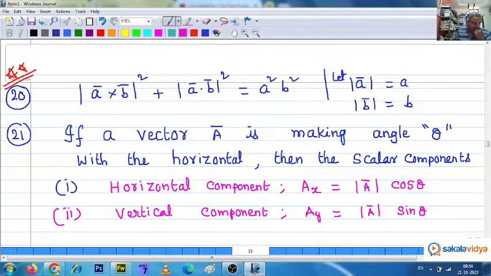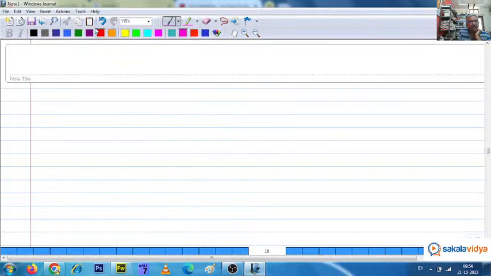So now this is the scalar component. We can define the vector component also. Don't worry, the vector component we can also discuss. So now from this we can derive important points. Write on note.